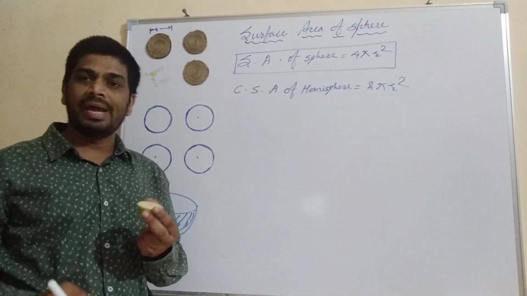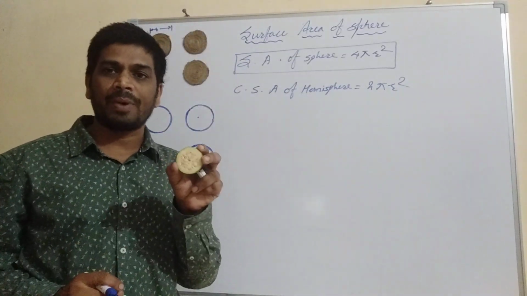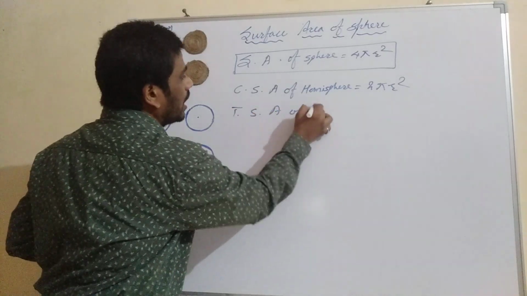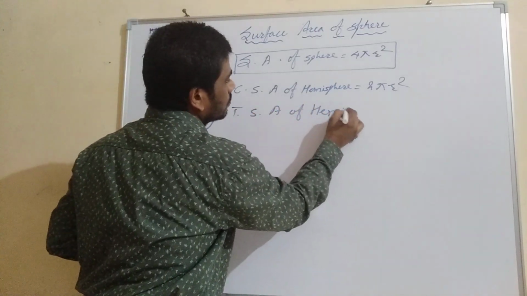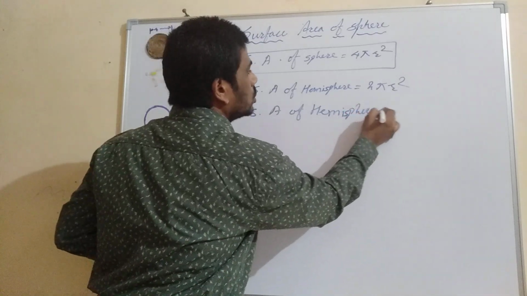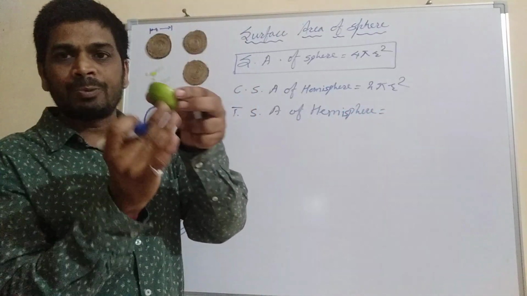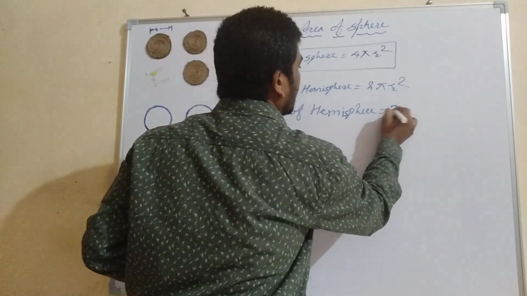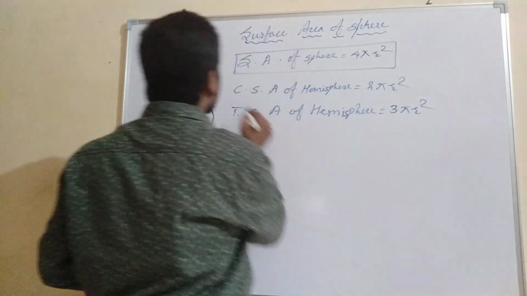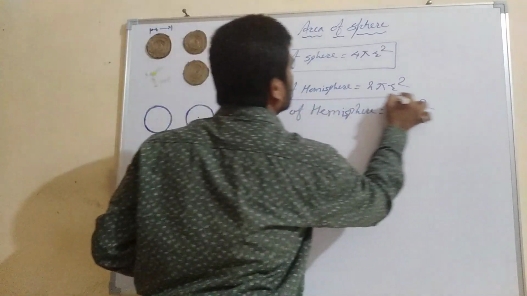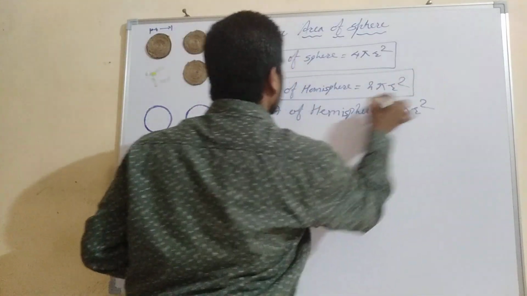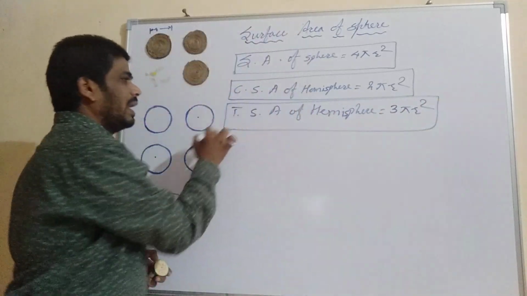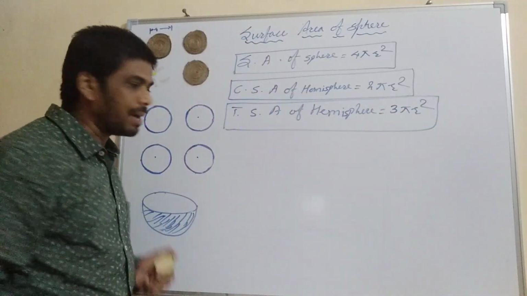And if you want to find the total surface area of a hemisphere, it will be 2 times pi r square plus 1 time pi r square. It will be 3 times pi r square. So this is the curved surface area of a hemisphere, and this is the formula for the total surface area of a hemisphere. Let us solve one example.